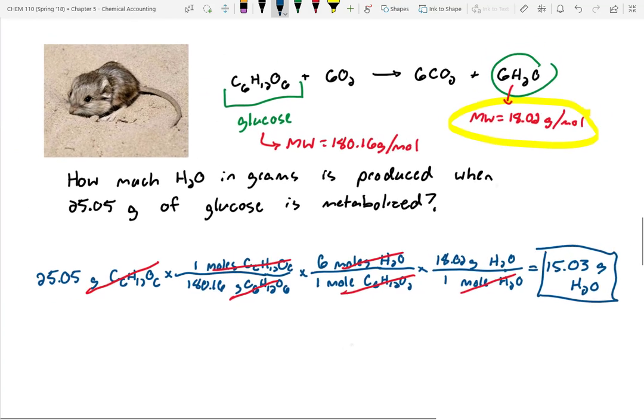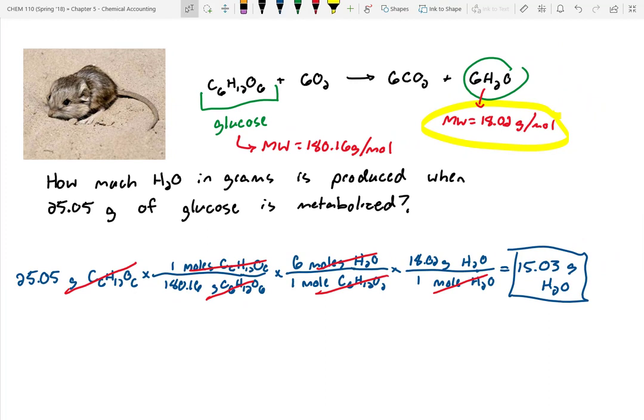Which is a little bit weird to think about, right? So this mouse, when it ingests about 25 grams of glucose, is producing 15 grams of water that it needs to survive. It's a very clever biological trick. Does that make sense? All right, so with the rest of the period, we're going to work on the carbonates lab.